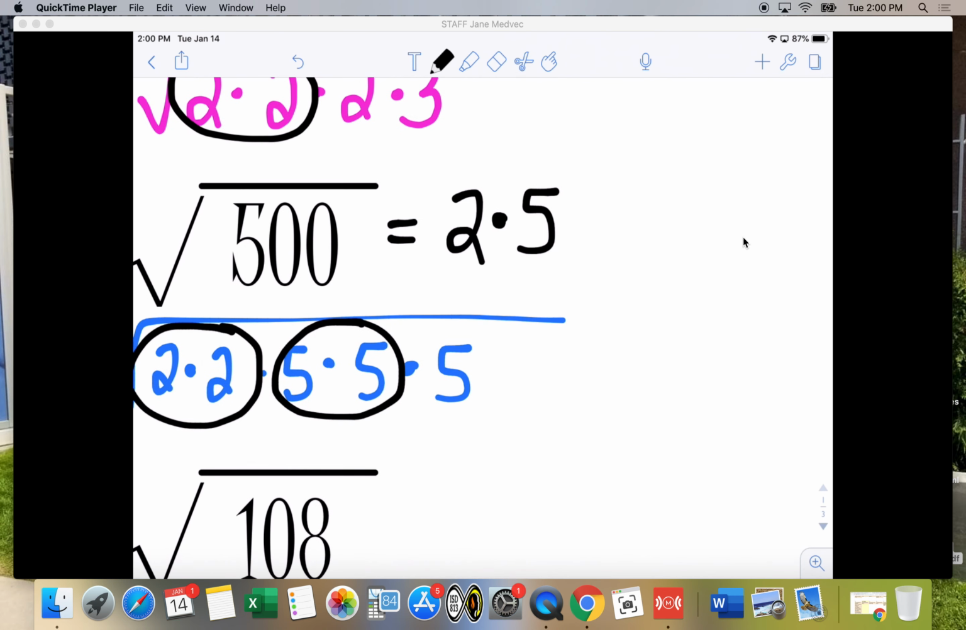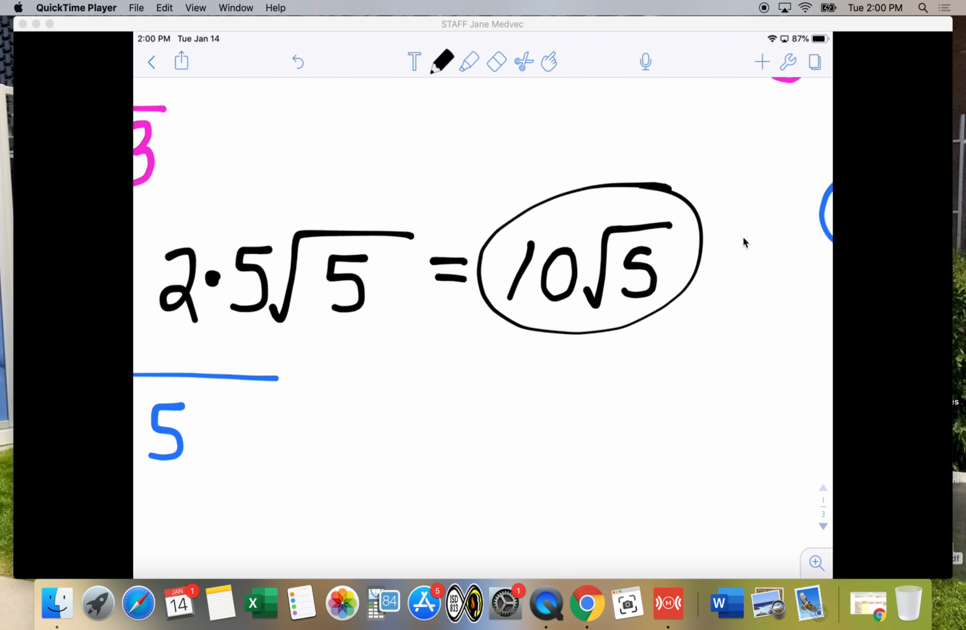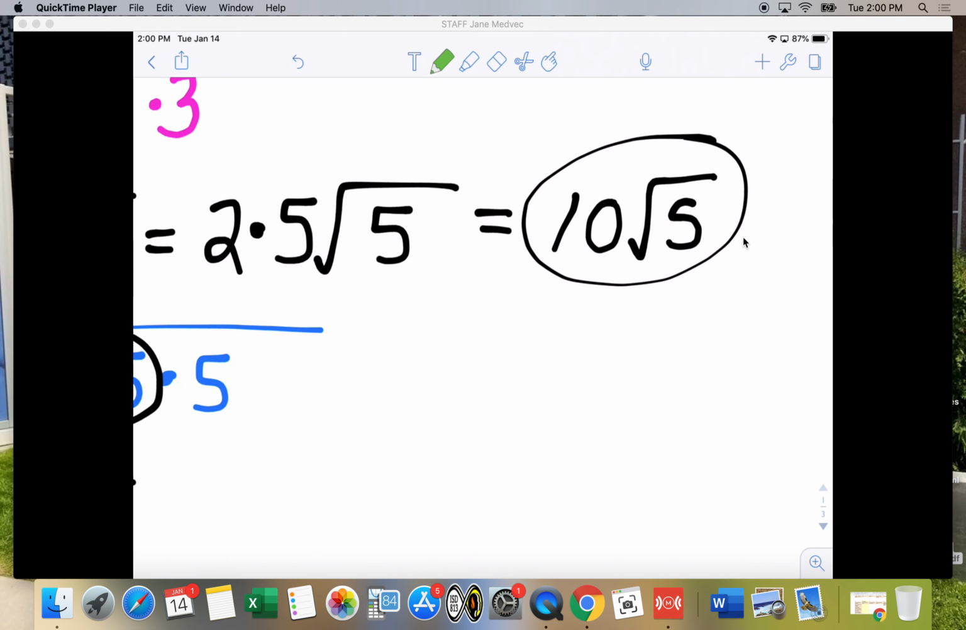And then my leftover underneath the radical is? Five. So now 2 times 5 is 10. And I get 10 square root 5. And I'm done. Questions? All right, let's keep going.